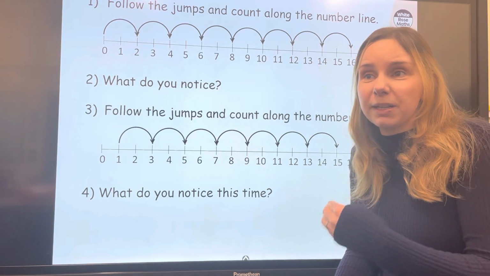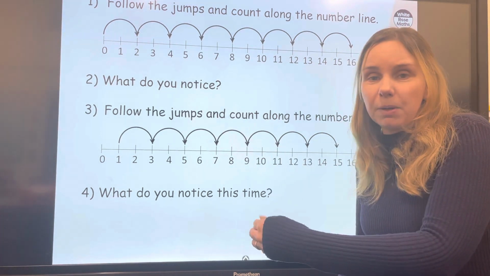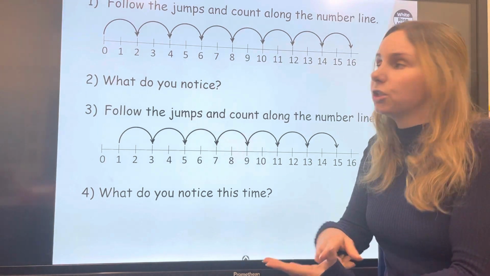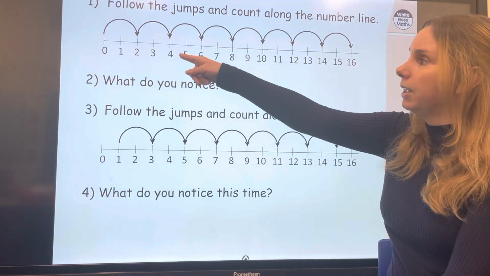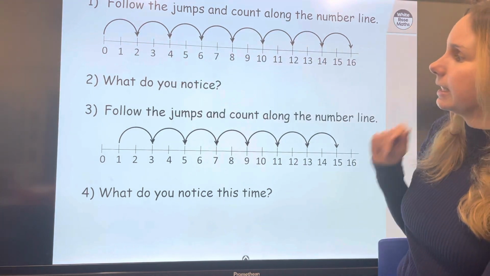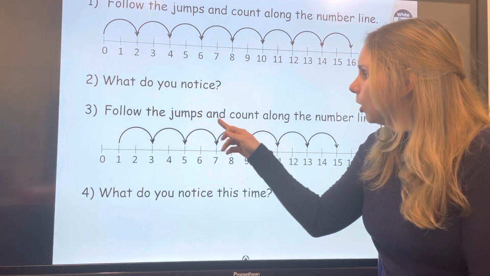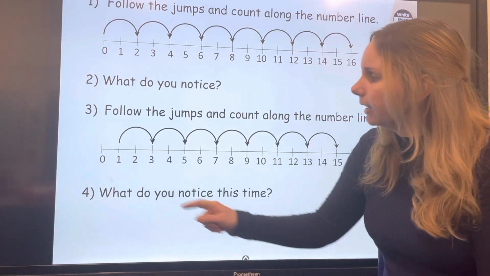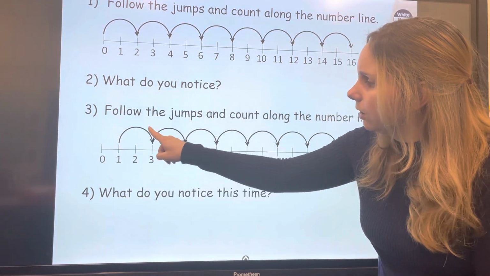I know that because when we use our 2 times tables, I would say 1 multiplied by 2 is 2. 2 multiplied by 2 is 4. 3 multiplied by 2 is 6. So I know I'm counting in steps of 2. Follow the jumps and count along the number line. So let's see what we're doing this time.